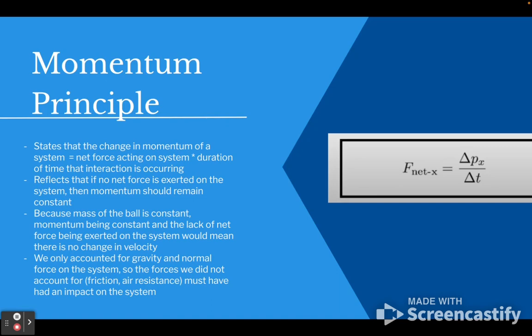The momentum principle states that the change in momentum of a system is equal to the product of the net force acting on the system and the duration of time that interaction is occurring. It reflects that if no net force is exerted on the system, then momentum should remain constant. Because the mass of the ball is constant, momentum being constant and the lack of net force being exerted on the system would mean there's no change in velocity. However, we only accounted for gravity and the normal force on the system, so the forces we did not account for, such as friction or air resistance, must have had an impact on the system.